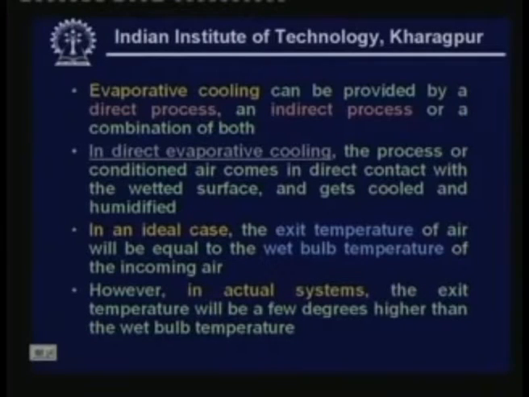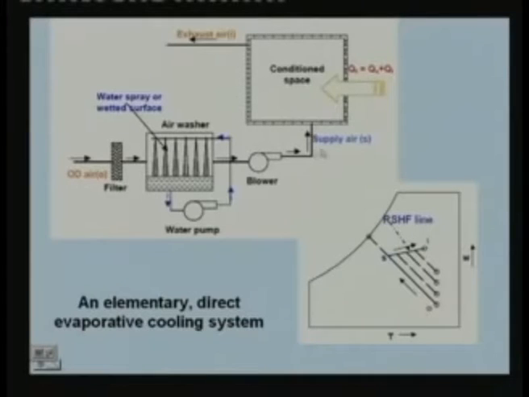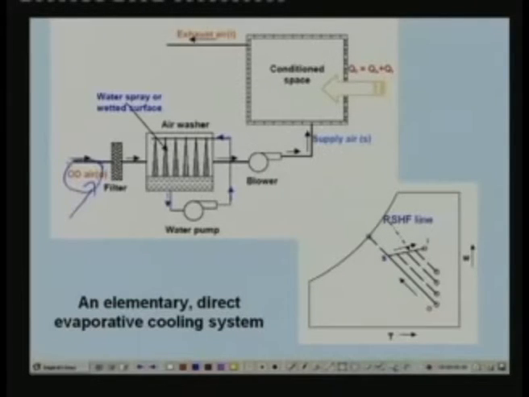However, in an actual system we find that the exit temperature will be a few degrees higher than the wet bulb temperature of the incoming air. So, let me show the schematic of a direct evaporative cooling system. Here you can see an elementary direct evaporative cooling system. This is called a single stage system. You can see from the schematic that outdoor air, which is hot and dry, dry meaning it has very little moisture content, first flows through a filter.